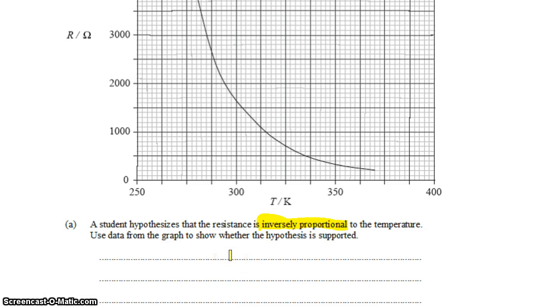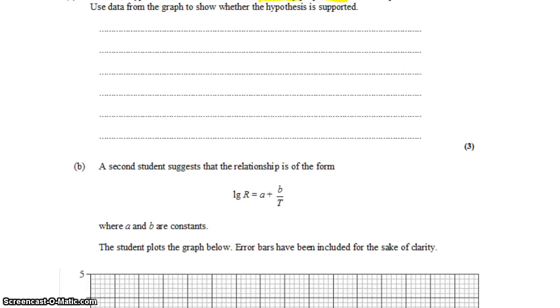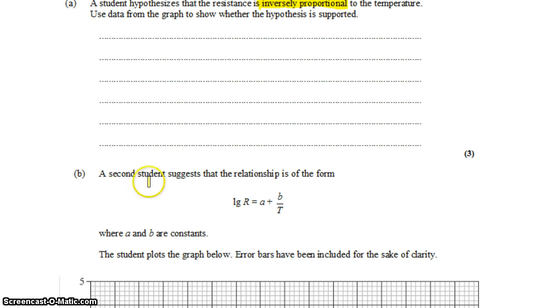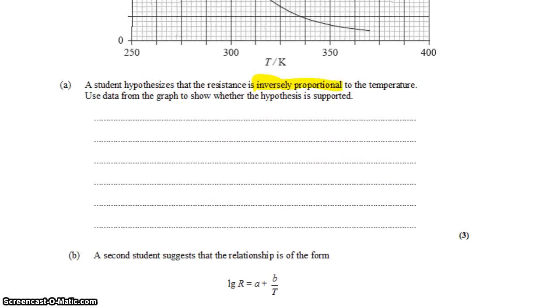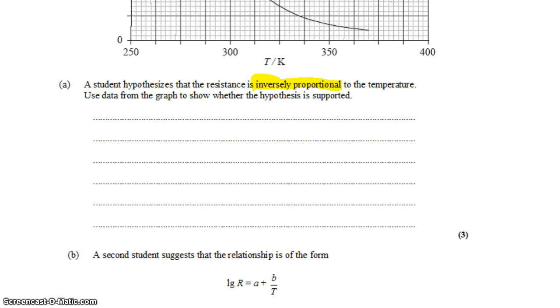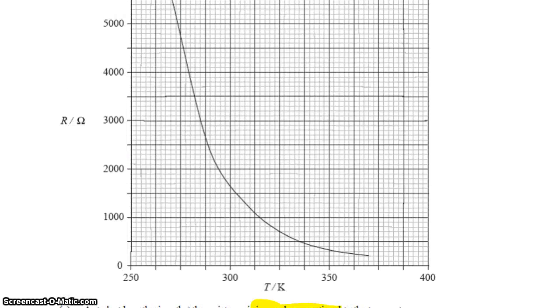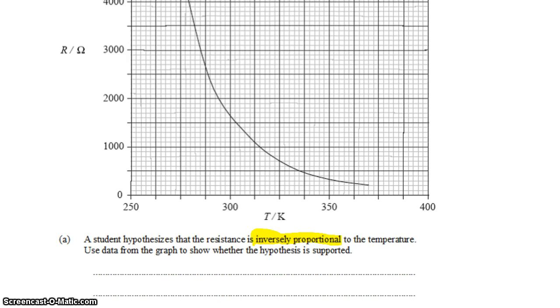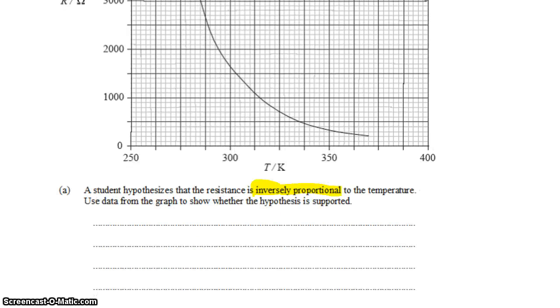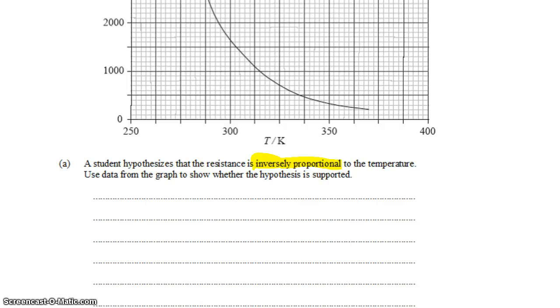Before we do that, I'm going to peek ahead a little bit, and we see that in part B, a second student suggests that the relationship is completely different, not inversely proportional. And so that's a clue that we're going to find that the result is not inversely proportional, even though the graph kind of looks like it might be. But let's try and show that the relationship is not inversely proportional.